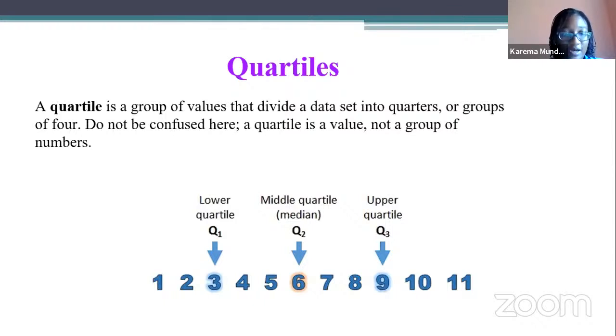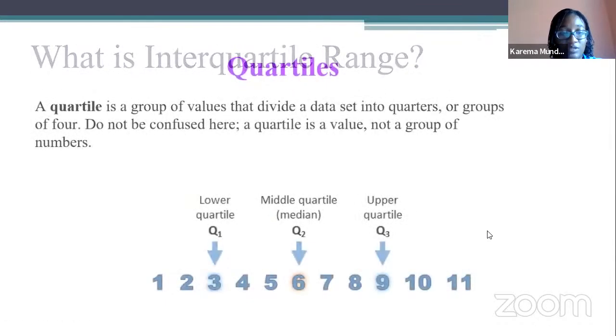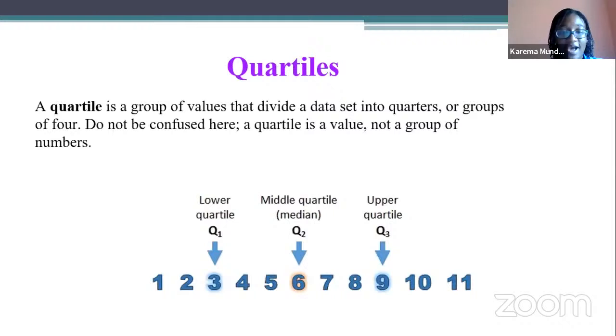So let's look at it. This is raw data, and in this case, we have 11 values. Notice our median would be the 6th value, because it separates 5 values on the left, 5 values on the right. So my median is pretty easy to identify.